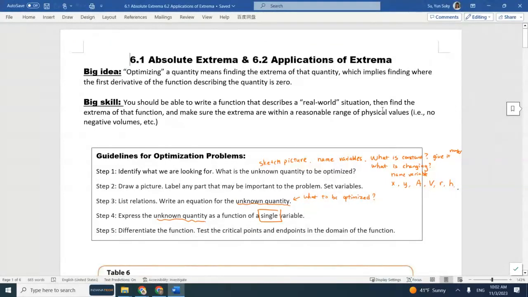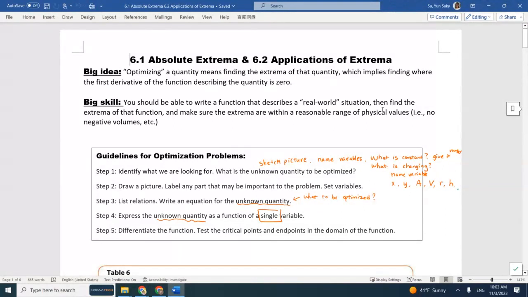Step 2, draw the picture. What is involved? What's the shape? Is it a cylinder, or a triangle, or a rectangle? Draw the picture, and also set the variables. When you set the variables, ask yourself, what is constant? What is changing? For the quantity that is changing, you can set a variable. But for a quantity that remains the same all the time, do you need to set a variable? No, just put the number there, because it's not changing.